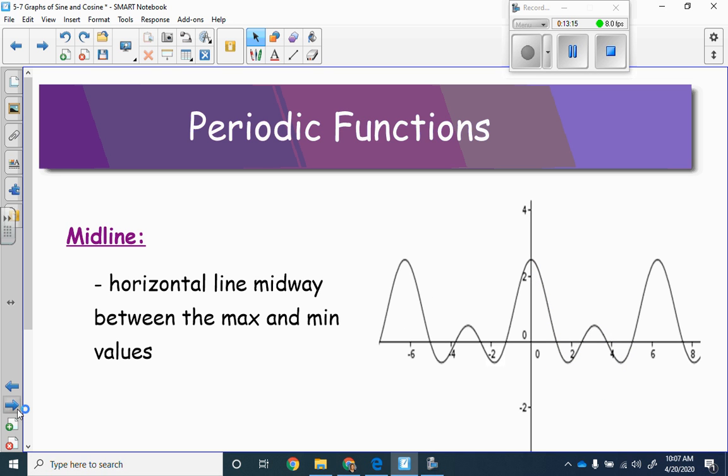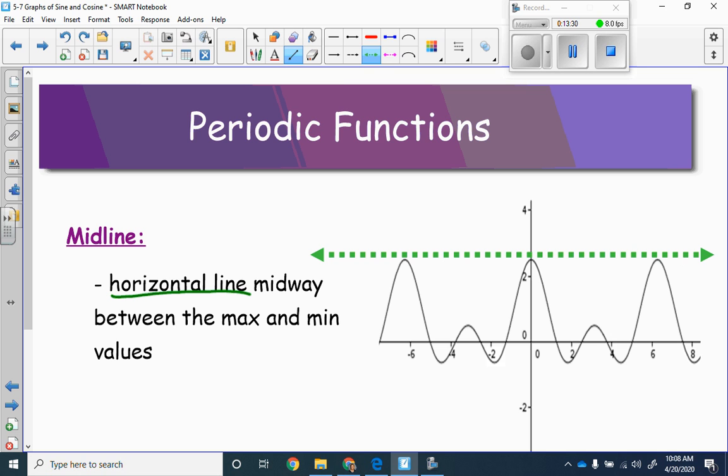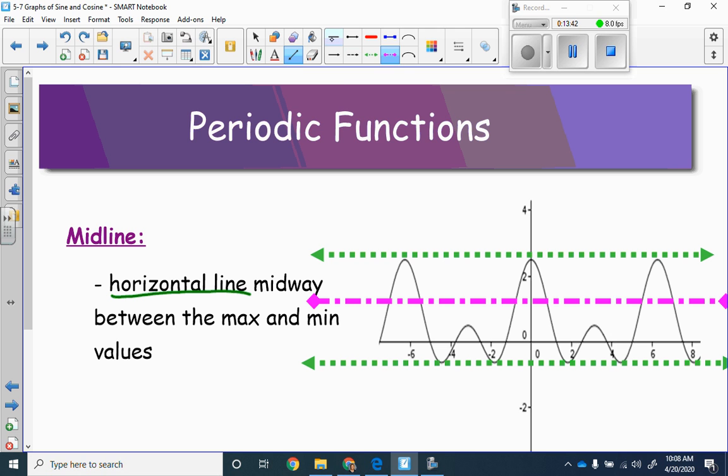Alright, the next thing that we have is a midline, which is a horizontal line midway between the maximum and the minimum values. So when you look at your graph with a periodic function, you're going to have a maximum and you're going to have a minimum. Based off of those, your midline is going to be in the middle of those.